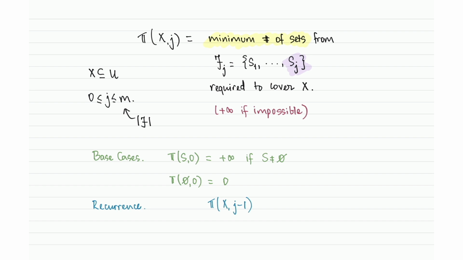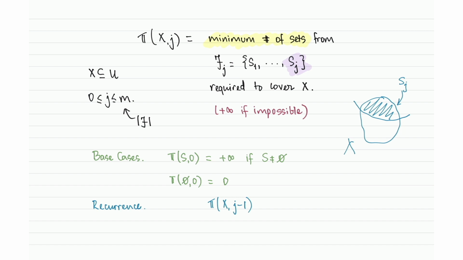On the other hand, the other situation you could be in is that you do use Sj in your solution. So there's an optimal solution which involves the set Sj. Then you could think of this solution as being broken up into two parts. So you have the set Sj here, and you have the rest of the set X being covered by sets from S1 through Sj minus 1.